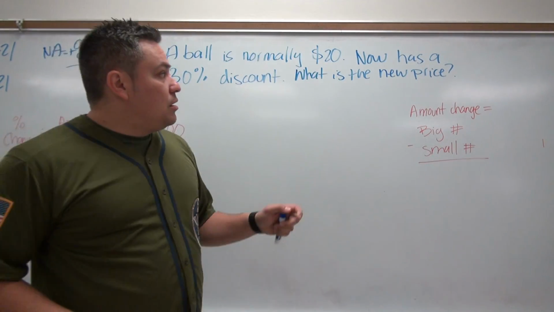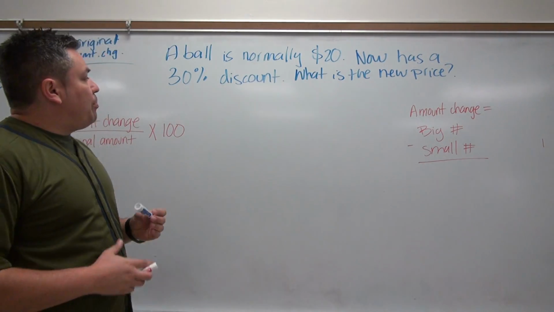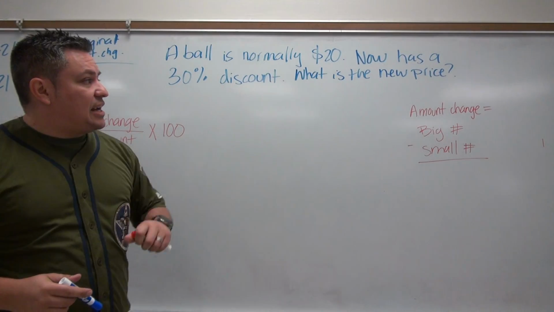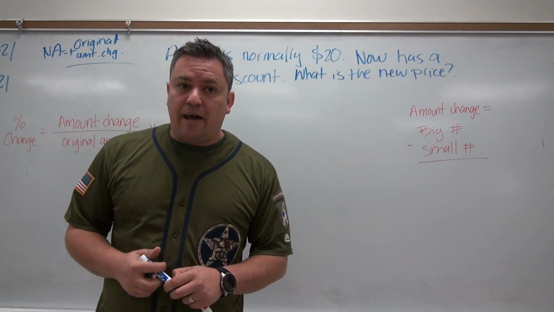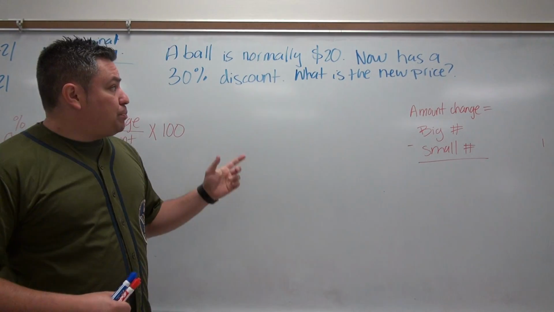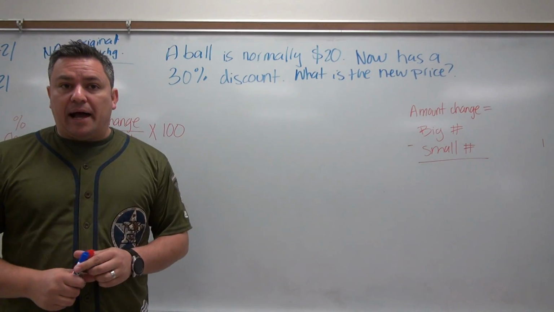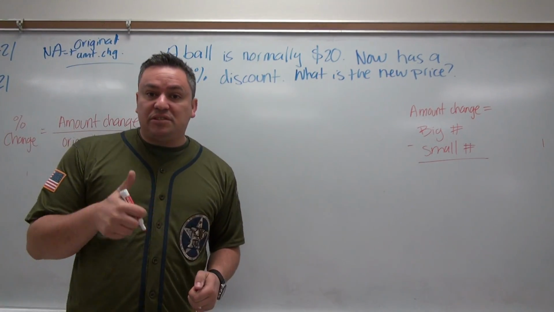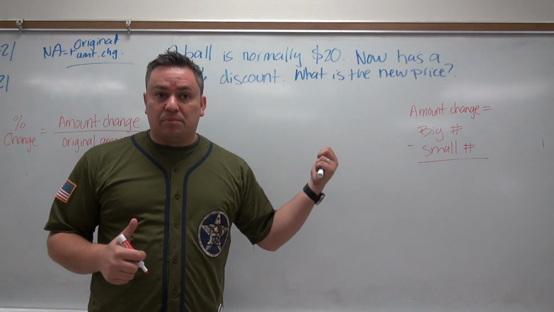Okay? So we have a word problem that says a ball is normally $20, but now has a 30% discount. What is the new price? The method that I already showed you how to do is to convert percent to decimal, multiply. Now we gotta determine if it's percent increase or decrease by reading the word problem.